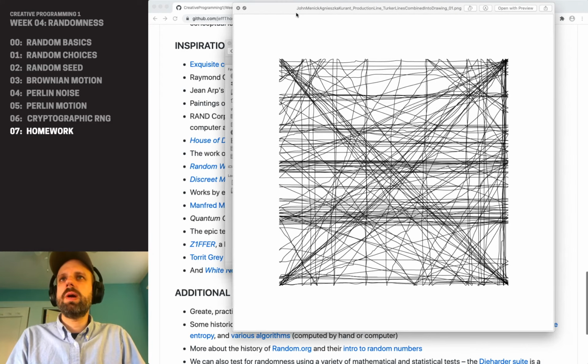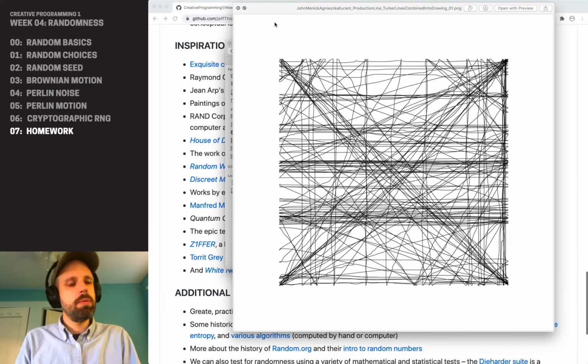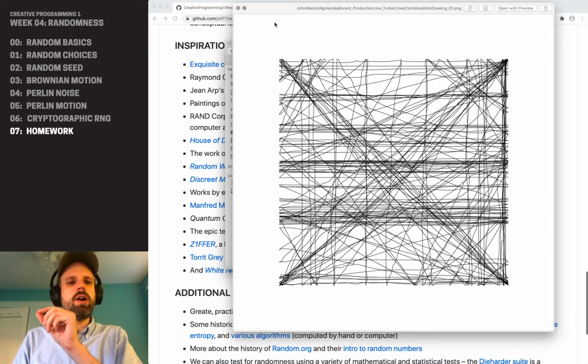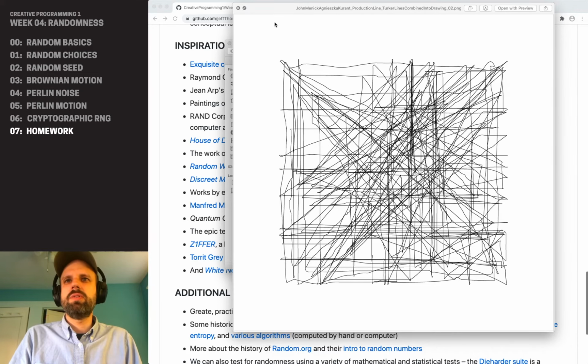This is a contemporary project by John Menick and Agnesa Courant, and it's called Production Line, Turker lines combined into drawings. So essentially it's two artists, they went on to Amazon's Mechanical Turk service, where you can hire people around the world to do small kind of menial tasks. Often it's like labeling photographs and things like that. And they ask them to draw a straight line, and that's it. And then they collect all these lines together, and it forms these drawings.